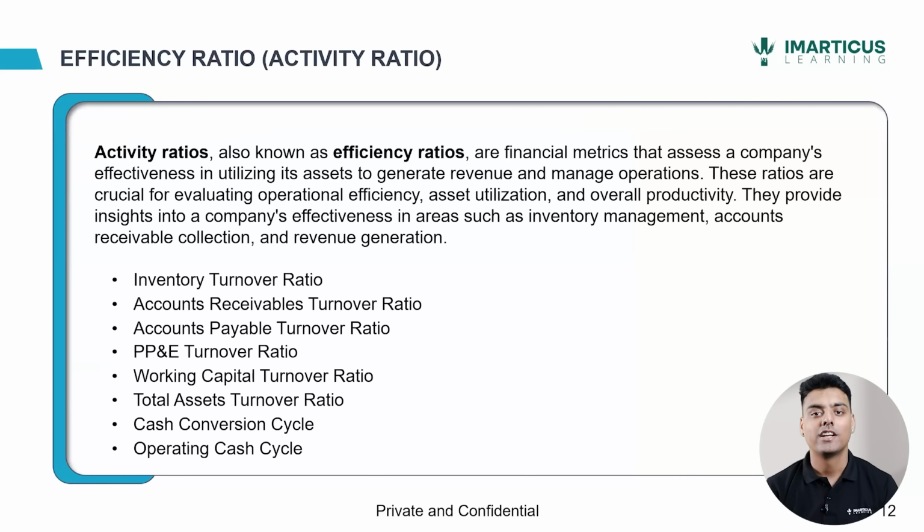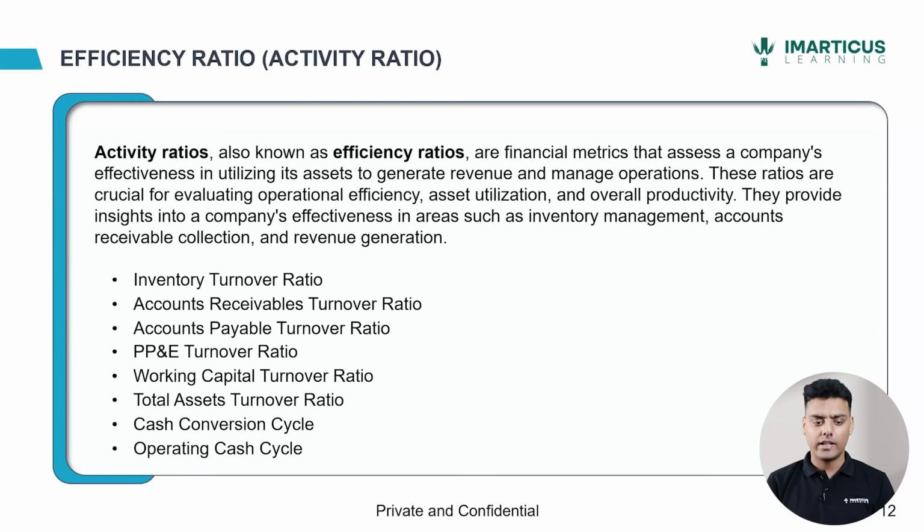As the name suggests, efficiency ratios are ratios which are utilized to understand how efficiently the organization utilizes its assets to generate revenue and manage operations. The most common efficiency ratios are inventory turnover ratio, receivables turnover ratio, payables turnover ratio, property plant equipment turnover ratio, working capital turnover ratio, cash conversion cycle, and operating cash cycle. Let's understand them in detail.